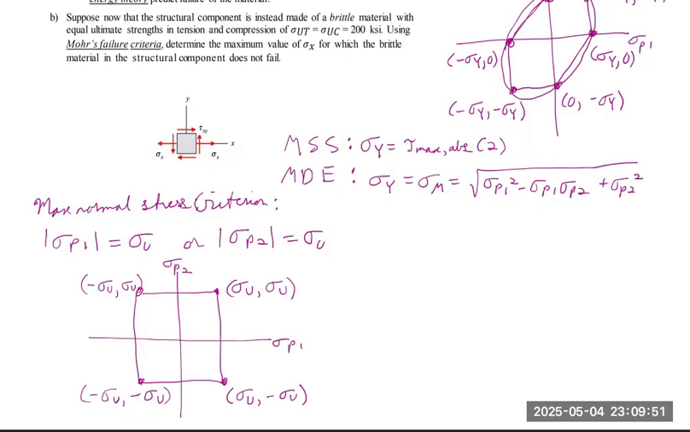And graphically, we can basically represent it as such. So we can represent it as, and this is Mohr's criterion.